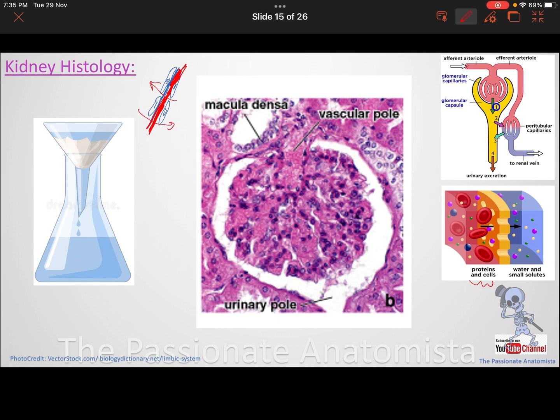Most of the vitamins should not get filtered, and they will come back to the blood by the peritubular capillaries or vasa recta. Some of them will get filtered, and also the solutes and stuff like that. You're going to take that in physiology.